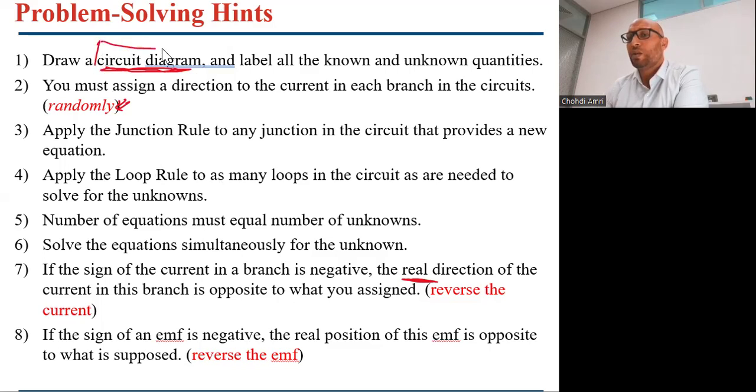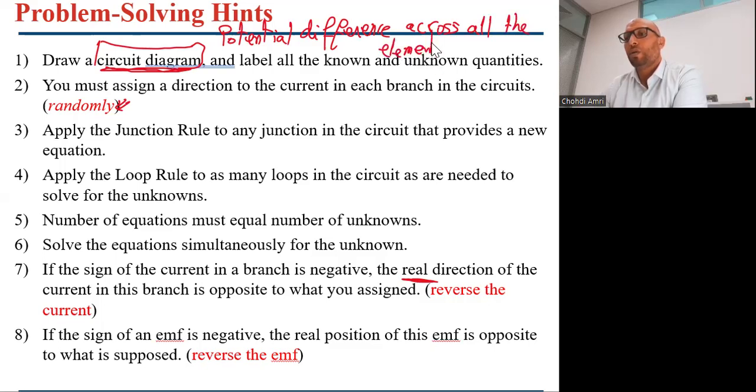The first point is to draw the circuit diagram. The second point is that the circuit diagram means showing the potential differences across all the elements, and I will show you how.